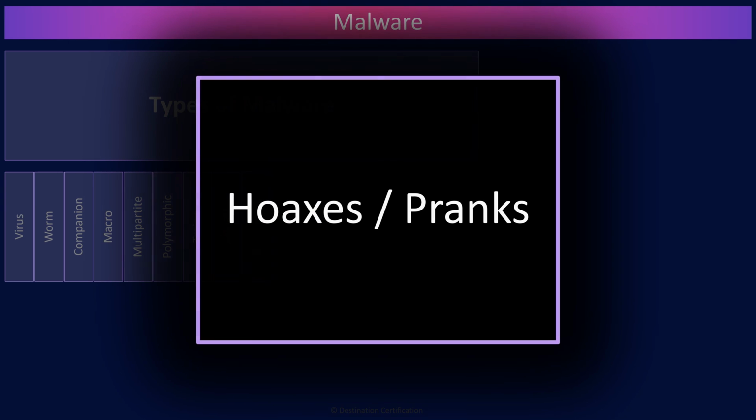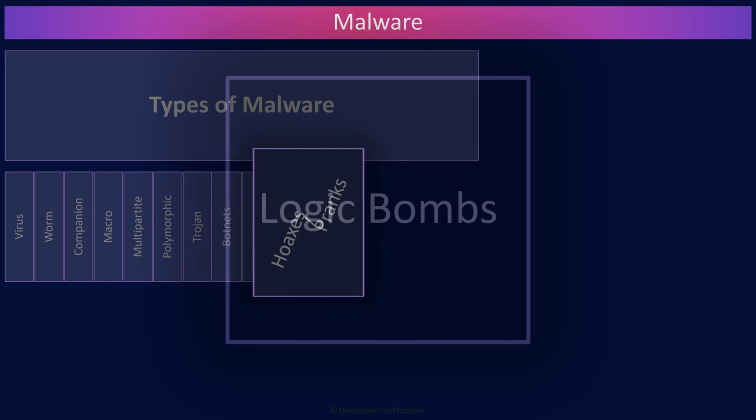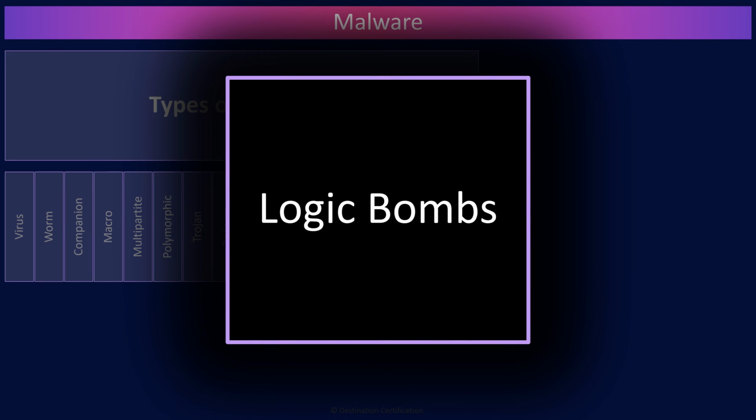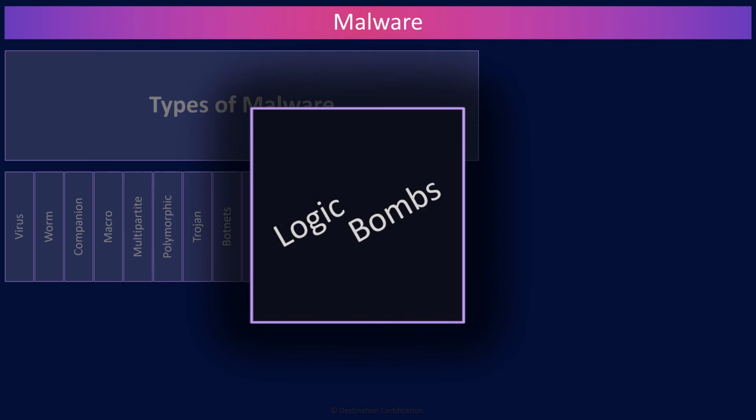Hoaxes and pranks are forms of social engineering, not code. Hoaxes are meant to be harmful, whereas pranks are just for fun. Logic bombs are malware that are triggered by a certain logic or condition being met. The type of day, the day of the year, if an employee is still in the HR database, if a piece of code is running within a sandbox, etc.